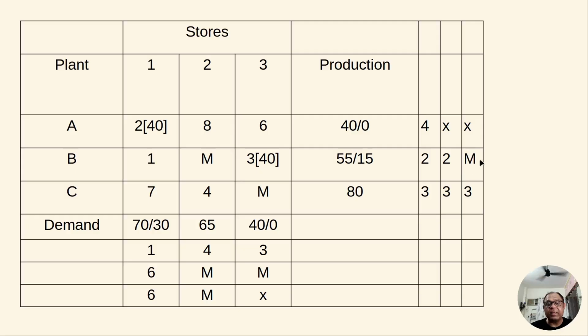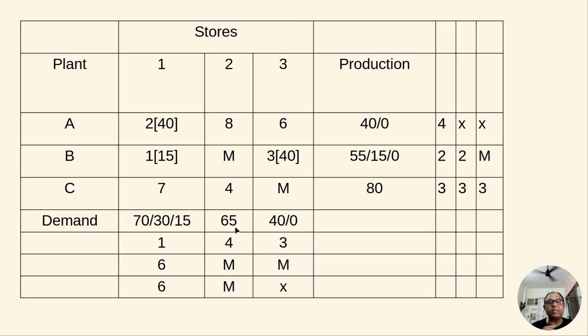Now we have penalty M here, and penalty M here. Again, there is a tie. So we again find out which row or which column has the least cost. If you go to row number 2, the least cost is 1. But in column number 1, it is 4. So of course, we go for the allocation for row number 2.